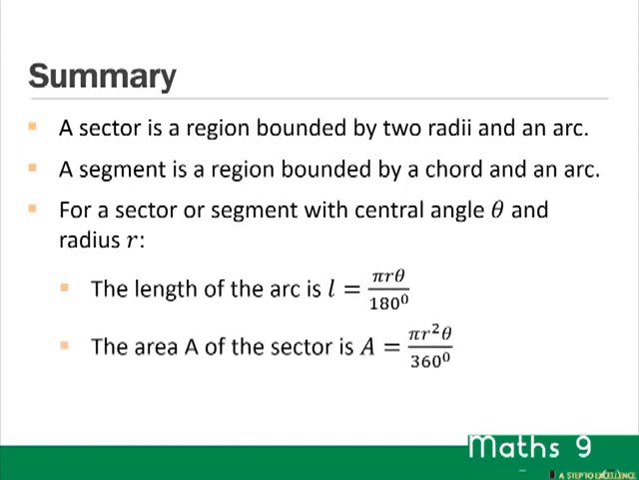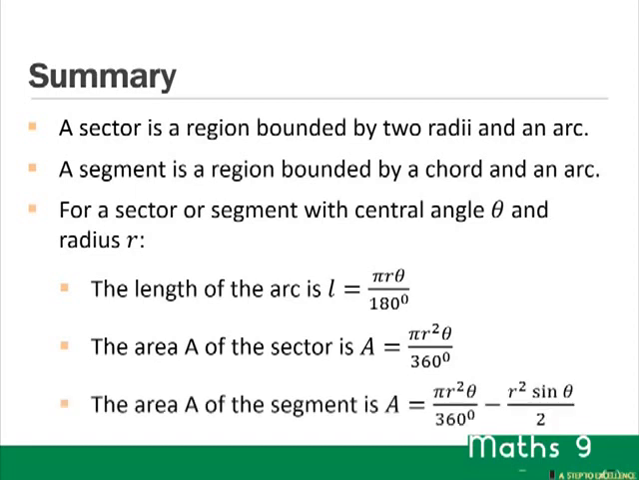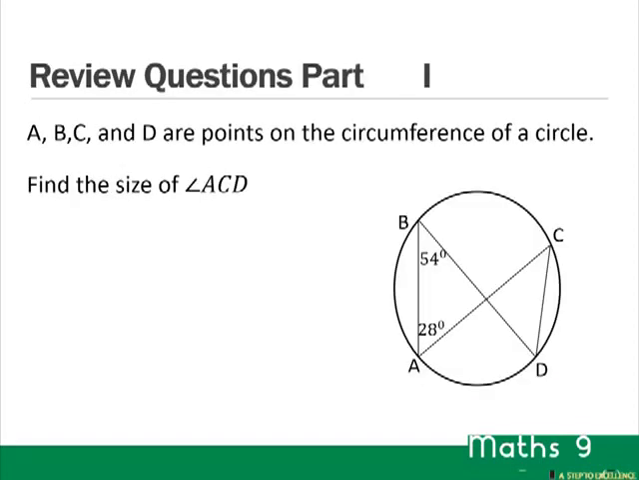The area A of the sector is A equals pi r squared θ over 360. The area A of the segment is A equals pi r squared θ over 360 minus r squared sine θ over 2. Review questions, part 1.